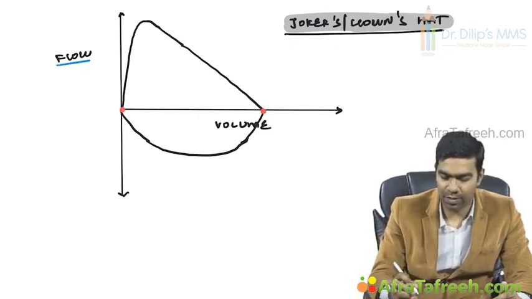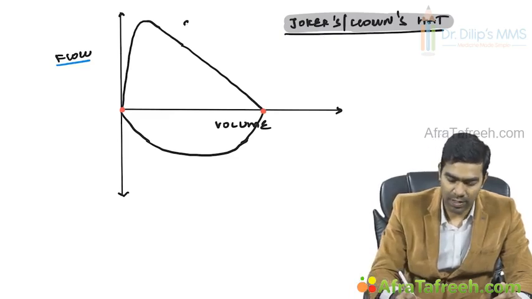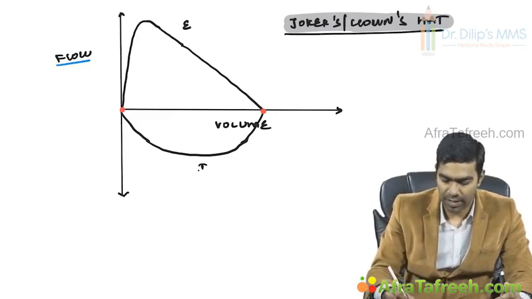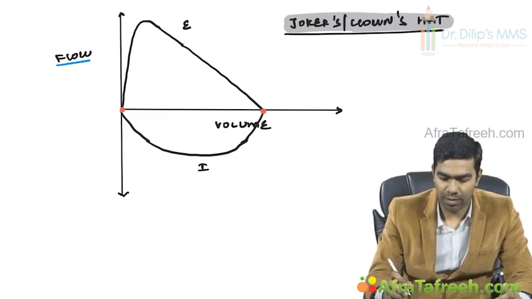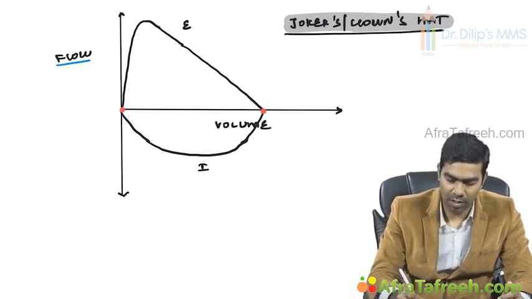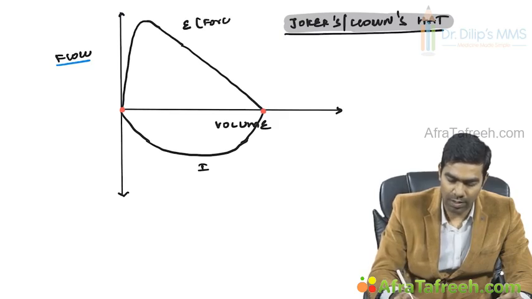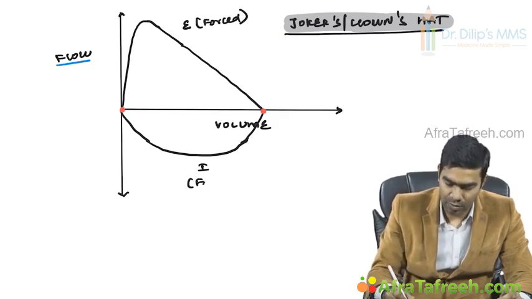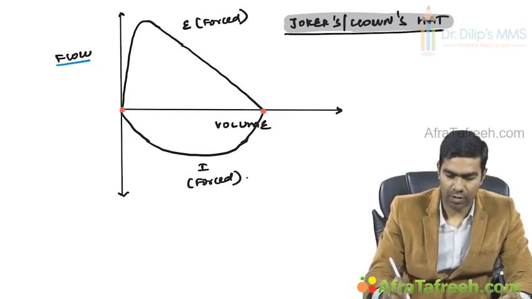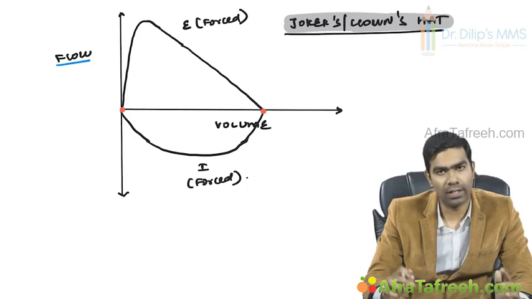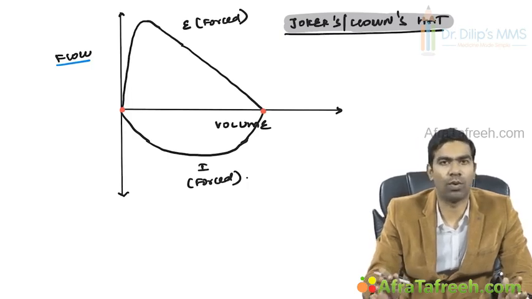Since this is the flow, remember always this is the expiratory limb and this is the inspiratory limb. That is really important. Remember, this is a forced expiration and this is also a forced inspiration. All the things you do in a flow volume loop are forced.